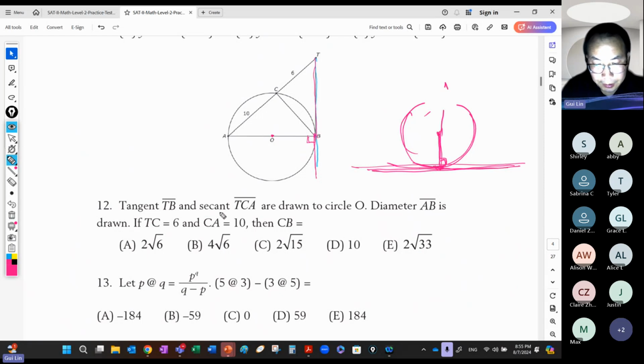And if you have a diameter crossing this point, it's definitely perpendicular. Okay, TCA is a secant, which means it cuts through. So this line has two intersection points with the circle O, the center O. Circle O is right here. Diameter AB is drawn. Yeah, this is the diameter. If TC equals 6, I already marked it here, and CA equals 10, then the question is, what's CB?